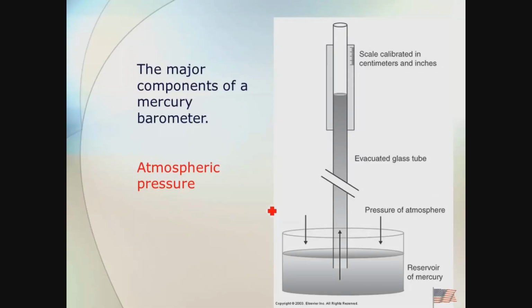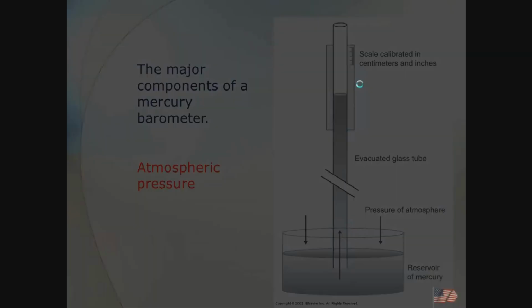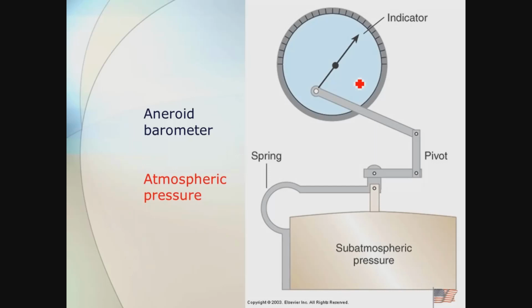This is a mercury barometer, Evangelista Torricelli. As we push down on this reservoir of mercury, it pushes mercury up column, and you can calibrate what the barometric pressure is. And that's basically the way barometric pressure was done for years and years, until we discovered that mercury probably was not a good thing to have around. Now we use an aneroid barometer.